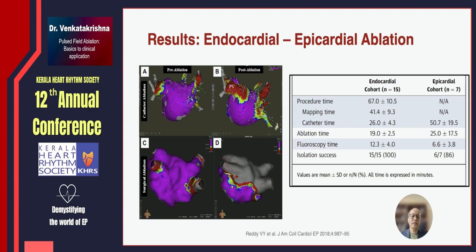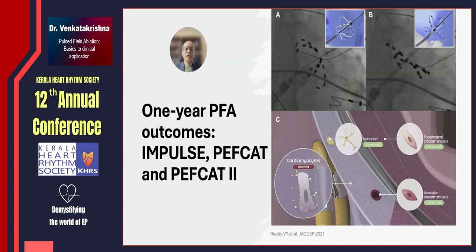This characteristic seen with endo-epicardial ablation gave a very good idea that this is a very promising technology in the first-in-human study, and hence subsequent studies were performed. And these are the results of 1-year pulsed field ablation outcomes in the IMPULSE, which is the Iowa Approach study, and the PEFCAT and PEFCAT2, which are the FARAPULSE studies. I'll tell you in the next slide.